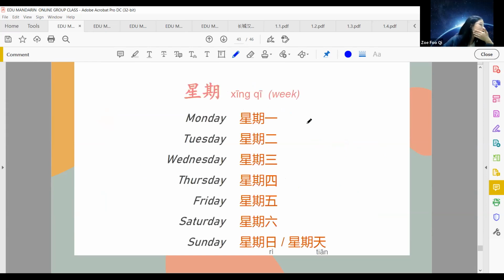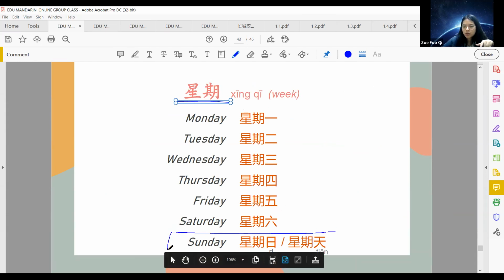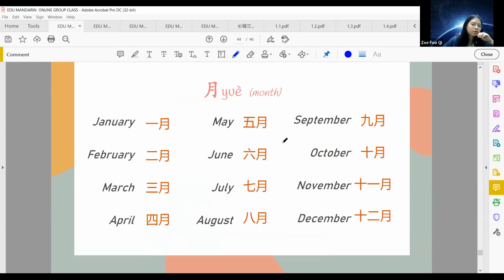Okay, and then this one is the thing that we relate with the numbers. So this one, 星期 is the week. So 星期 the week, and then the day of the week we put at the back. So it will be 星期一、星期二、星期三、星期四、星期五. And then for this one, the important, the different one, which is 星期日 or 星期天. It will be 1月、2月、3月、4月、5月. This one is the month.